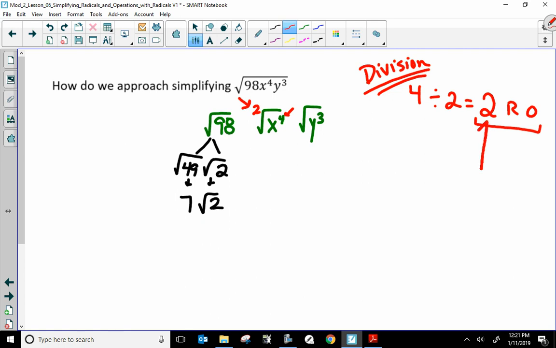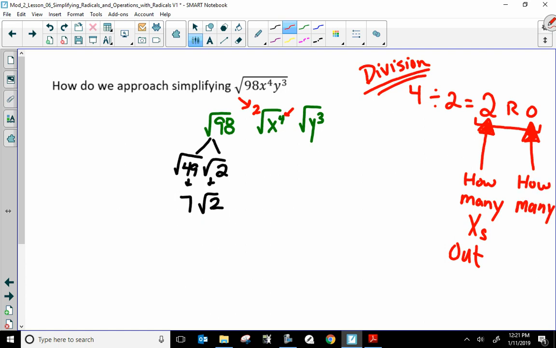The quotient part tells me how many, in this case it's x's, come out of the radical. And the remainder part, notice the word remainder, tells me how many x's remain in. I'm going to use the word remain because it's similar to remainder. 2 out, my remainder is 0, so 0 remain, okay? So this just becomes x squared because 2 come out of the radical.